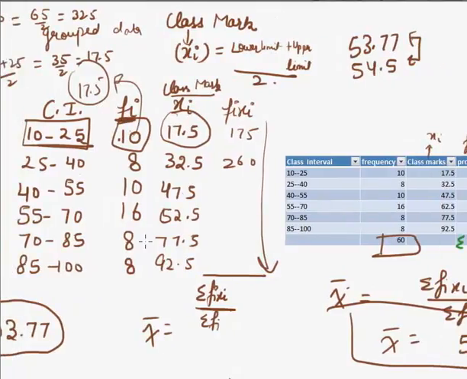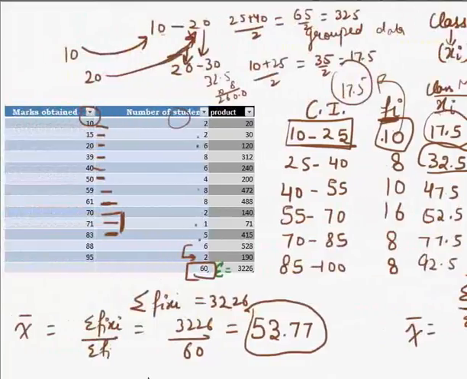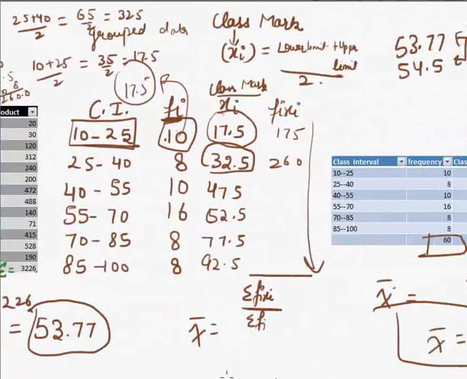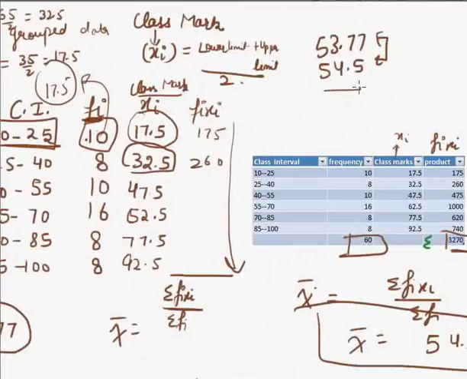So for this column, it is assumed that 32.5 marks is obtained by 8 students. But in fact, if we analyze here, the actual marks obtained were 39. So this assumption has led to the variation in the mean.